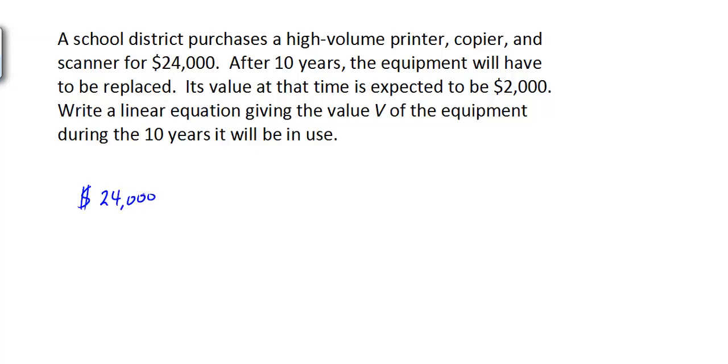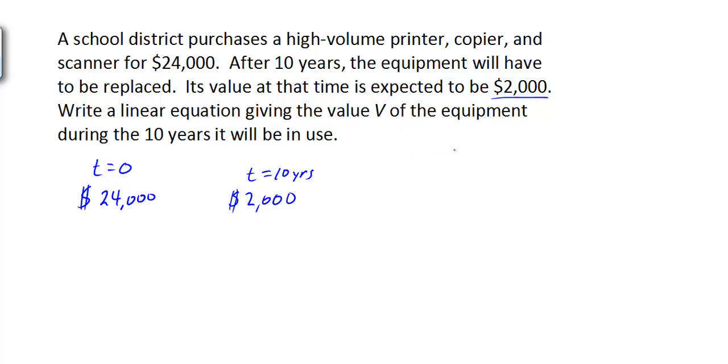Okay, so there's our given information. And we know that after 10 years, the value at that time is expected to be $2,000. So from $24,000 to $2,000, this is our time after 10 years. Now, what is the time going to be over here? Well, at $24,000, the value of the printer when we first bought it, no time has passed, so that means at time 0, the value of the printer is $24,000 once we purchase it. And then after 10 years, the value of that printer, copier, and scanner is only going to be $2,000. So how do we come up with an equation to represent the value during this 10-year period?